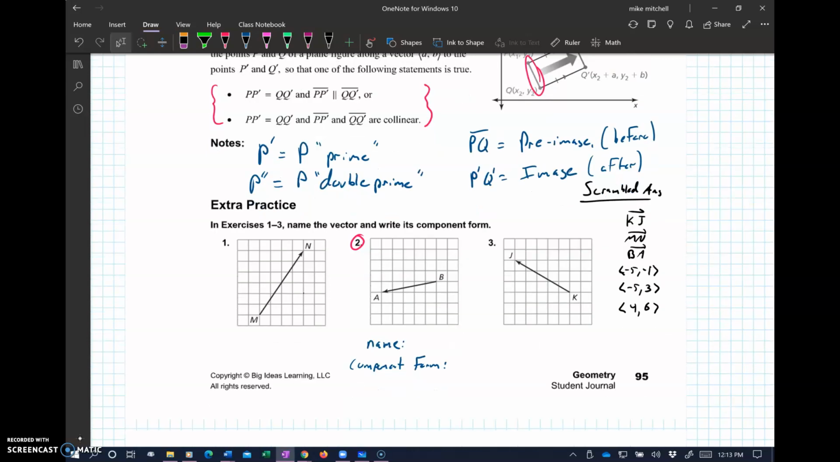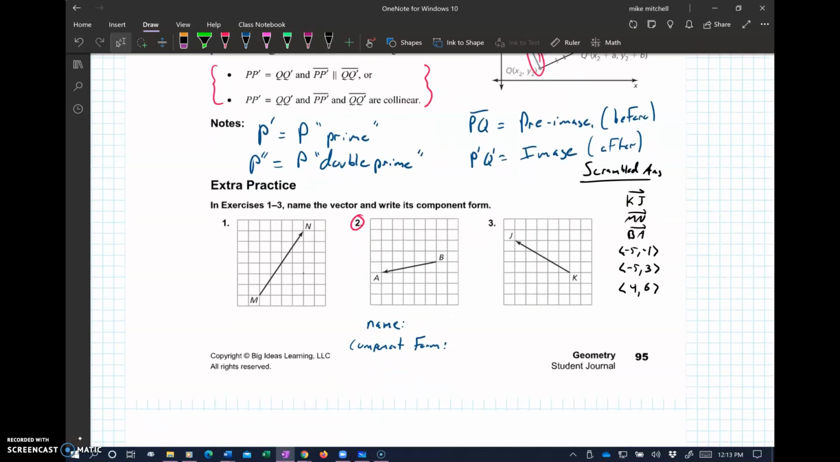I'm going to do number 2. I want to name this. Well, my terminal point is B, my end point is A. So that's vector BA. Notice how I do that.